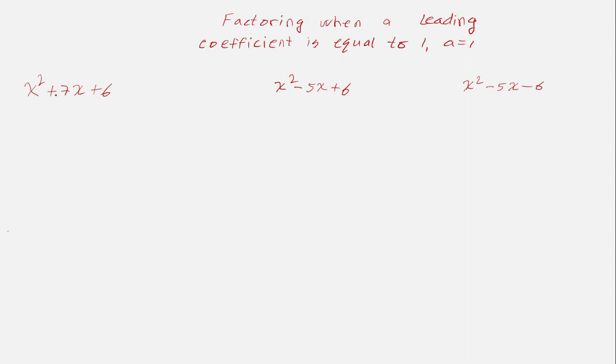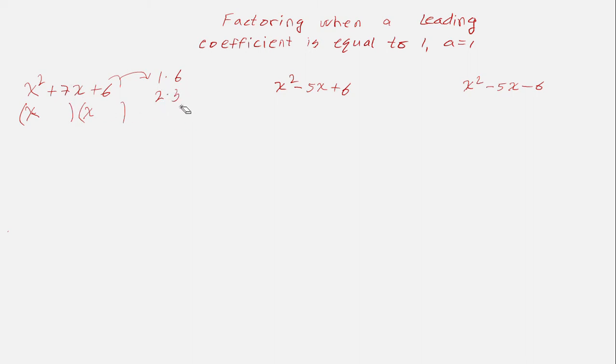So if the leading coefficient is 1, we can right away open two sets of parentheses and put x in each. Next thing to do is take this number and find the factors of it. So what makes 6 when multiplied is 1 times 6 and 2 times 3. Now we need to check which combination, 1 and 6 or 2 and 3, will give us 7 right here in the middle when we add them together.